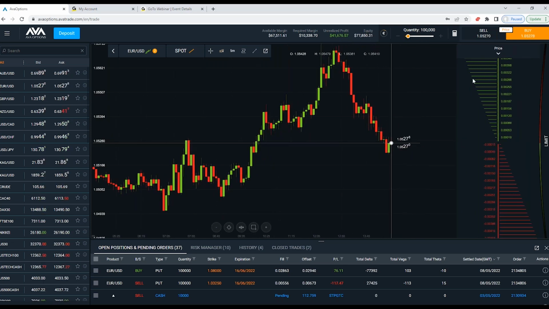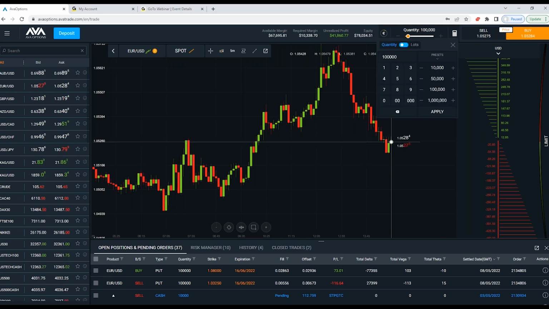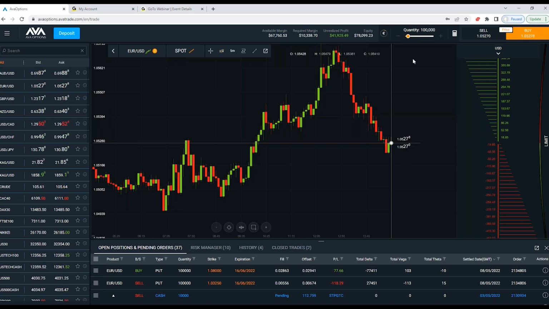On the right side, we have a profit and loss diagram. I'm going to click here where it says price. I'll show you the profit and loss in dollars, and this is a dollar account. So I'm going to set my amount at 100,000. That's up here, the quantity. You can type a quantity in lots. You can use your mouse. You can do whatever you want.